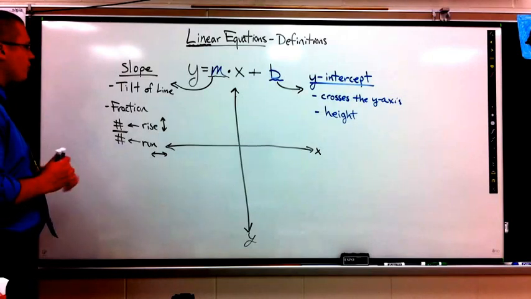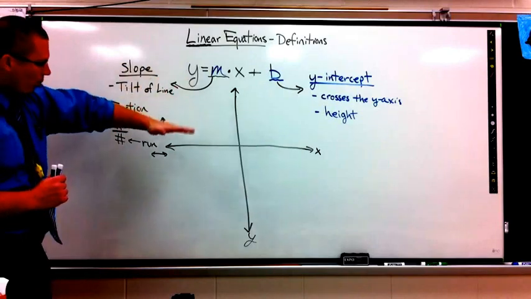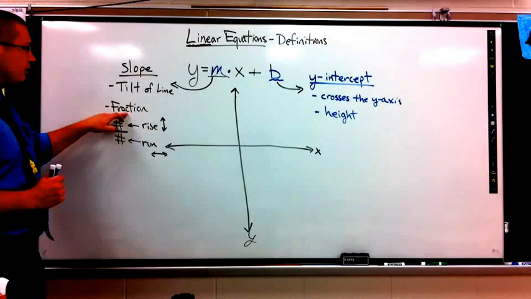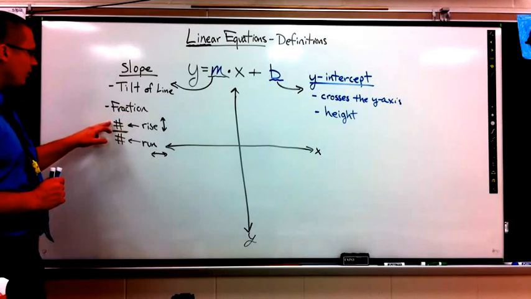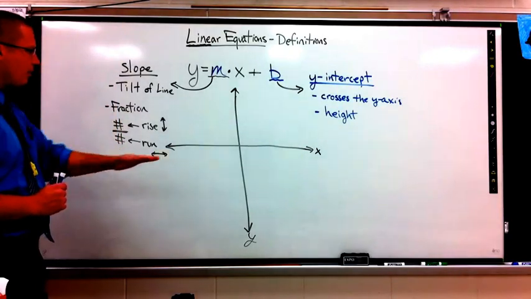But for now, make sure that you have written down that the slope is the tilt of the line, whether it tilts up or tilts down. It is written as a fraction. If it's not, we need to change it to a fraction. The top number is the rise number. The bottom number is the run number.